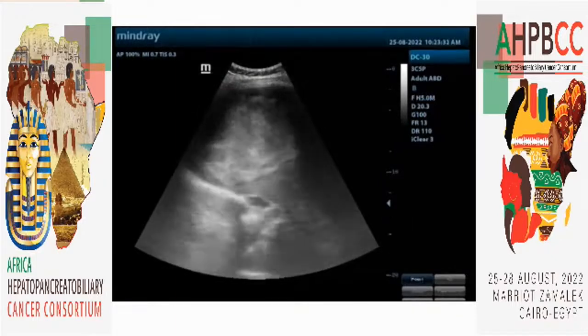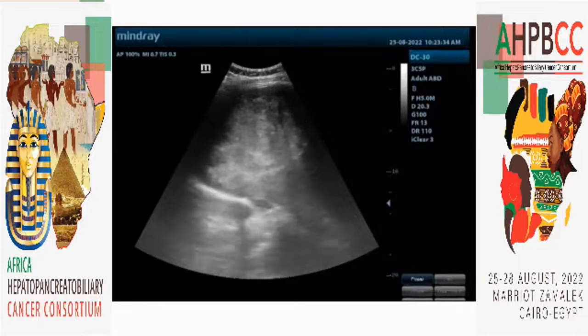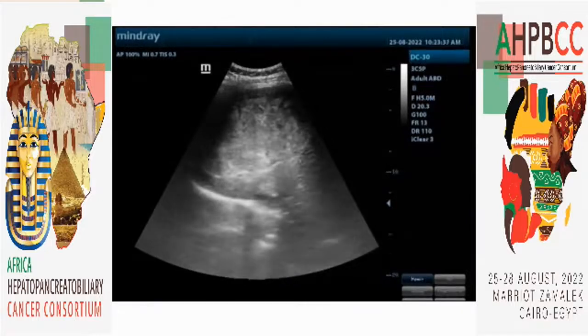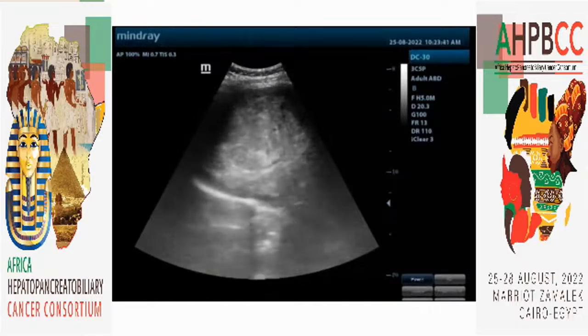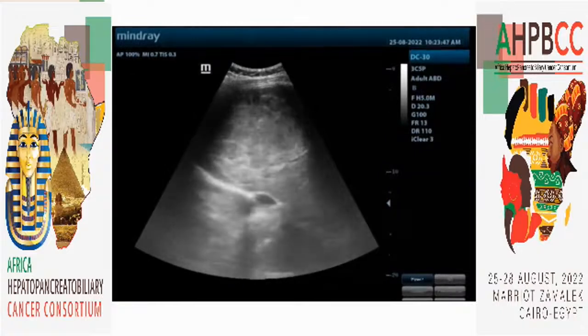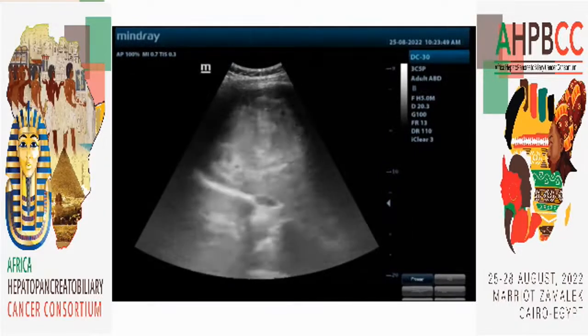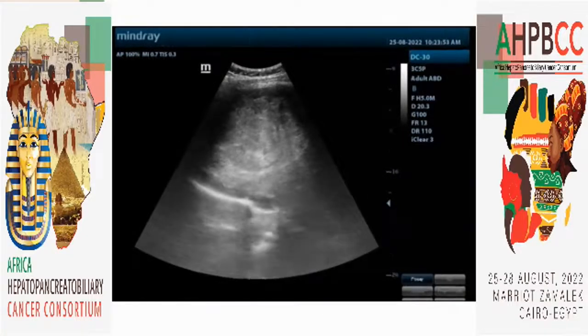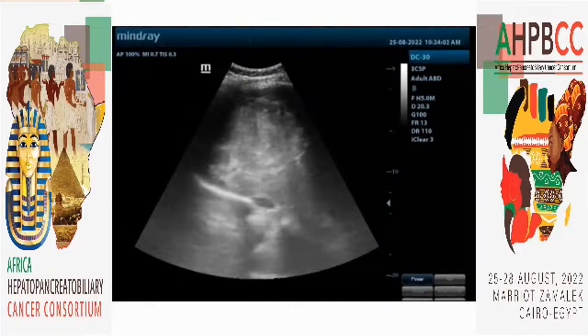Then, is this hyperechoic pattern homogeneous or heterogeneous? It's more or less homogeneous. If it were heterogeneous, it wouldn't look like that. We don't have areas of liquefaction or dark areas in comparison to the other part. We just have a very homogeneous texture.